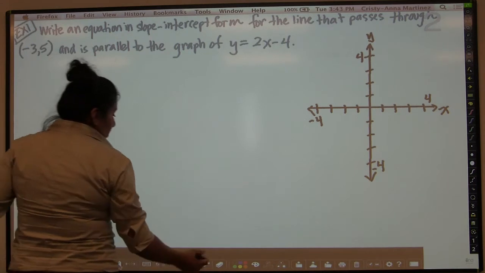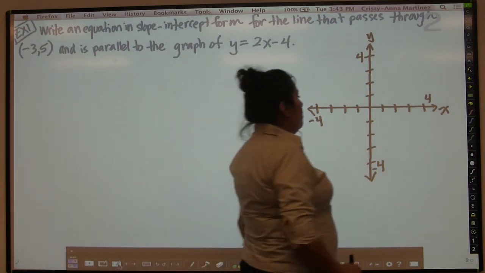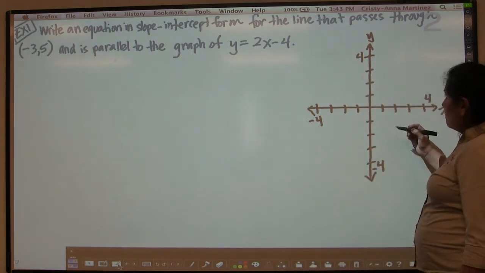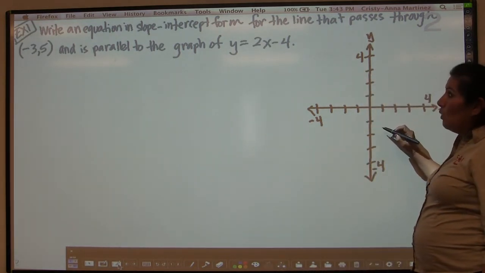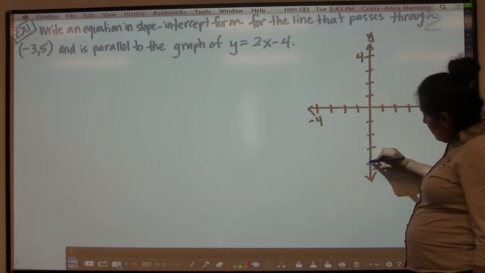So the first thing I'm going to do is graph the line y = 2x - 4, and using previous methods, I'm going to plot the y-intercept first, which is -4. So 1, 2, 3, -4 right here.